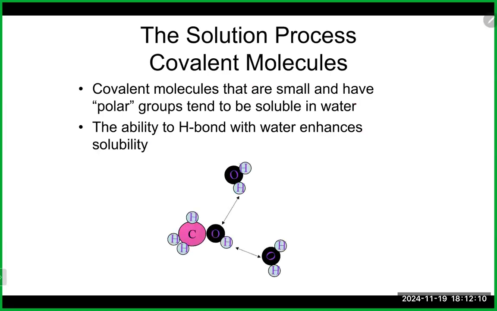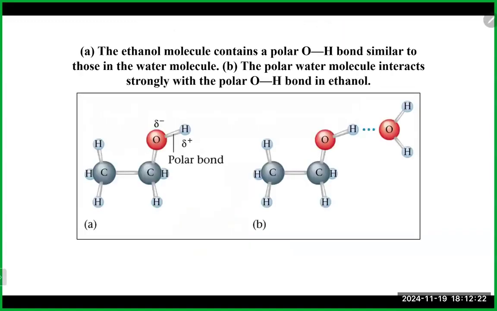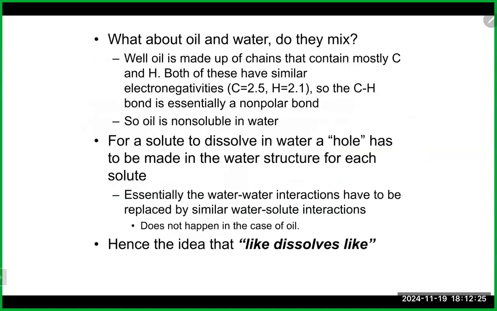And here's methanol, which again is a small alcohol. It has only one carbon. And again, the presence of this OH group is going to allow it to hydrogen bond with those water molecules and be soluble. There's our ethanol as well.